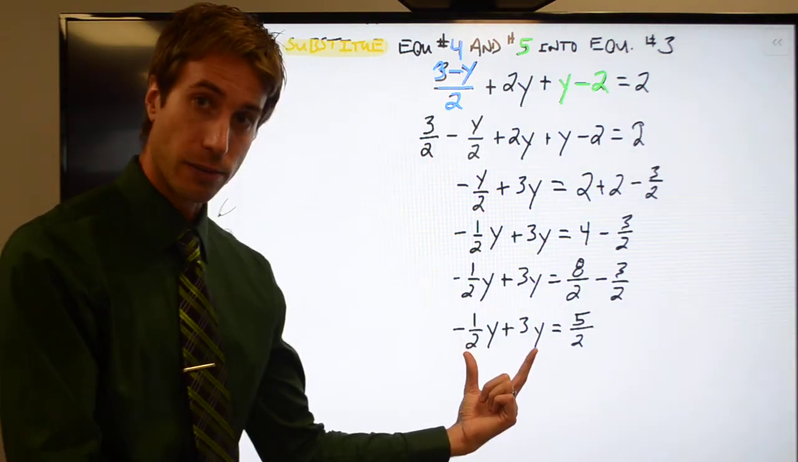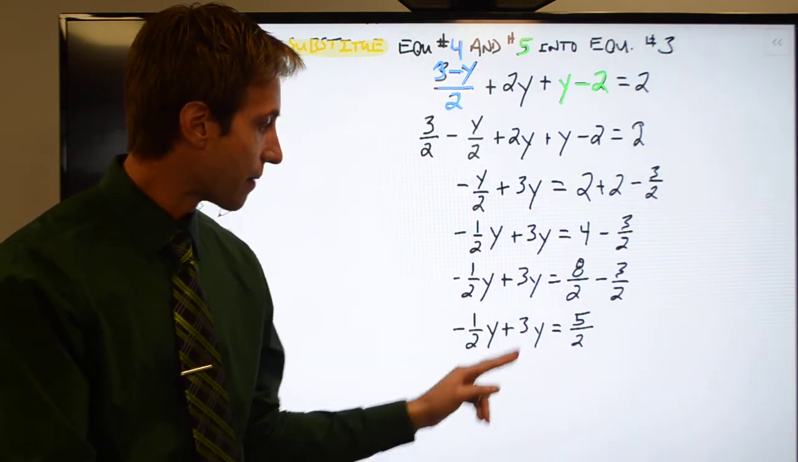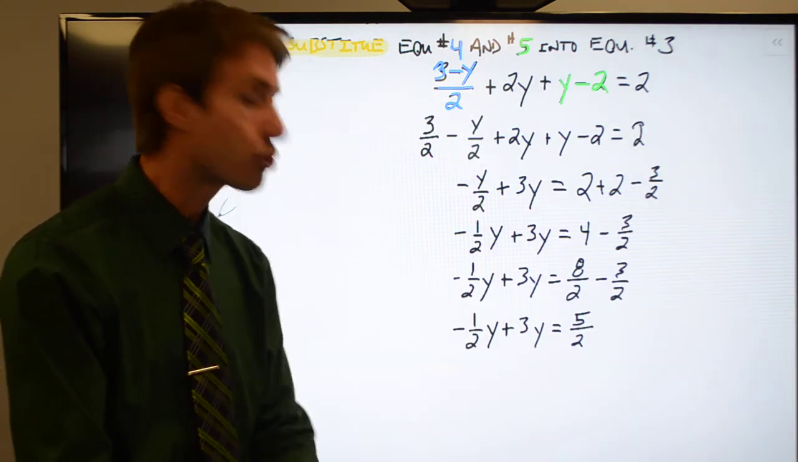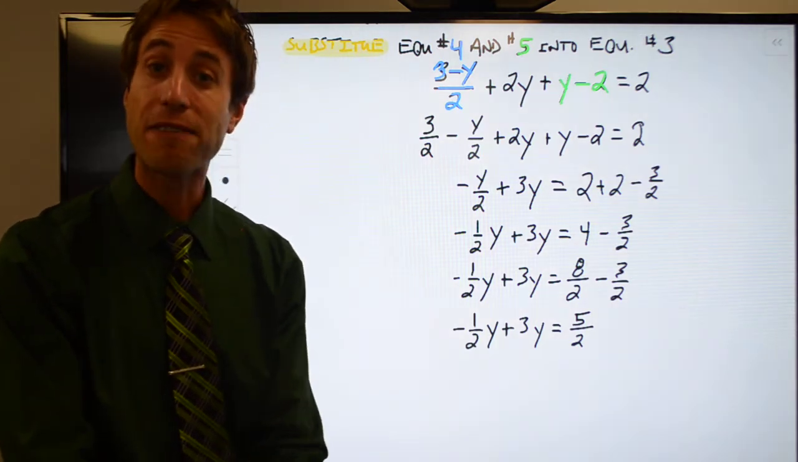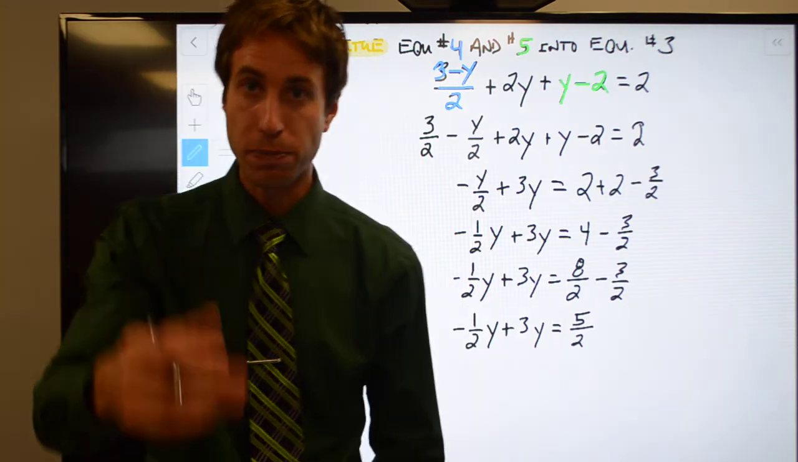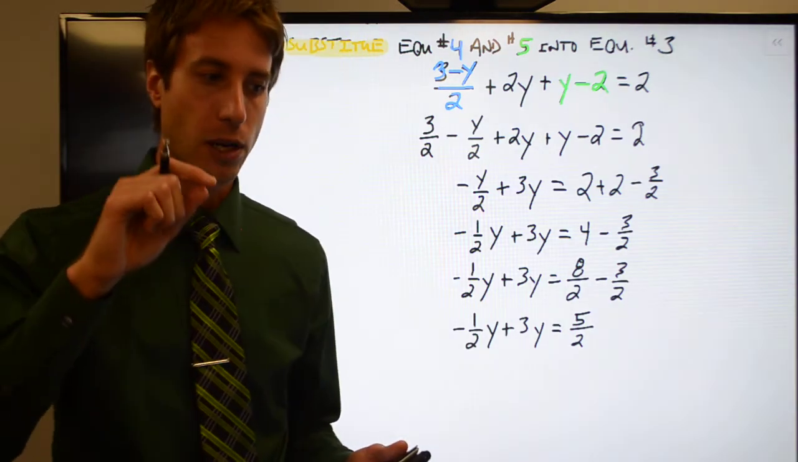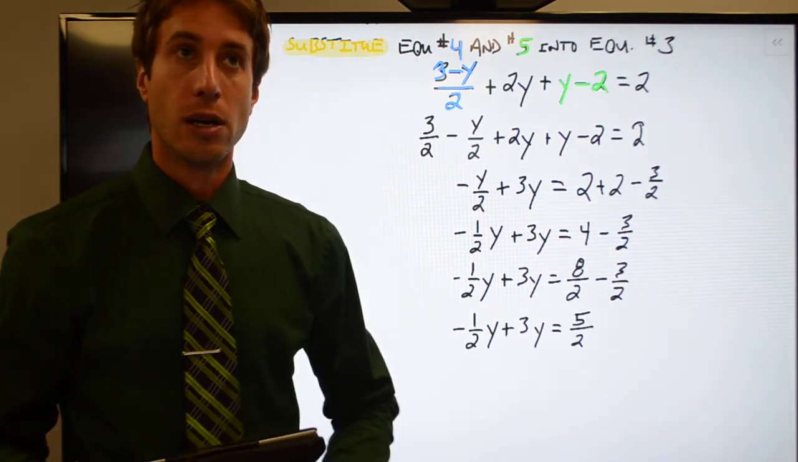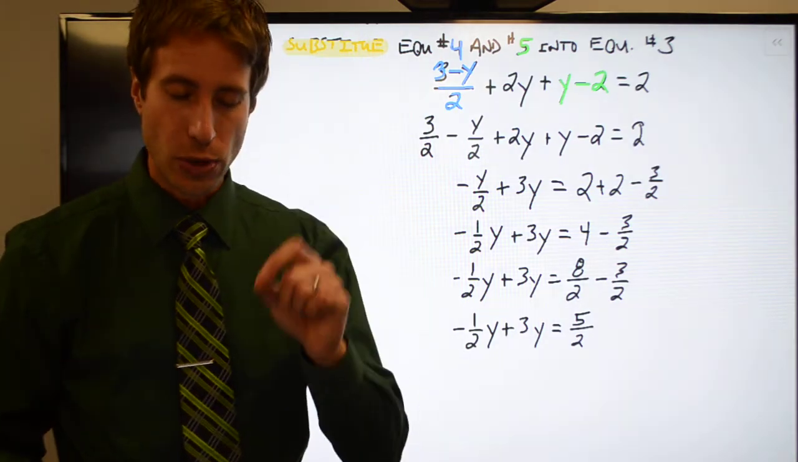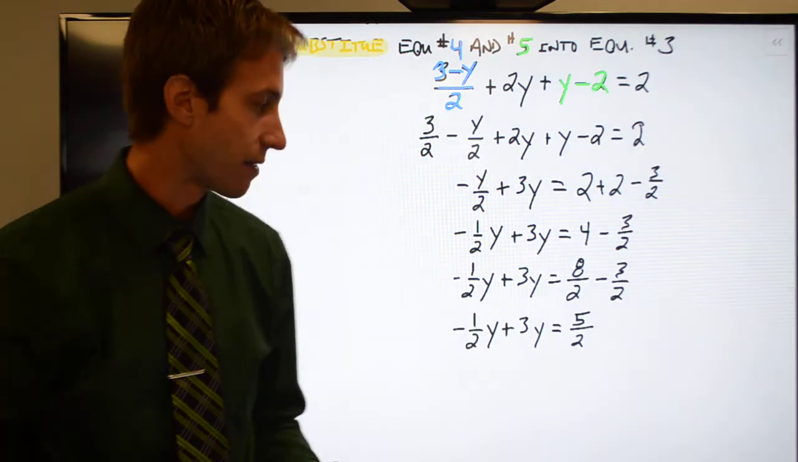These are like terms, right? I can combine these guys. I have a 3y, and I would be subtracting half a y. So 3 minus a half would be 2.5, or 2 halves. Sorry, not 2 halves. It would be 3.5, or 5 halves. 5 halves as a fraction.